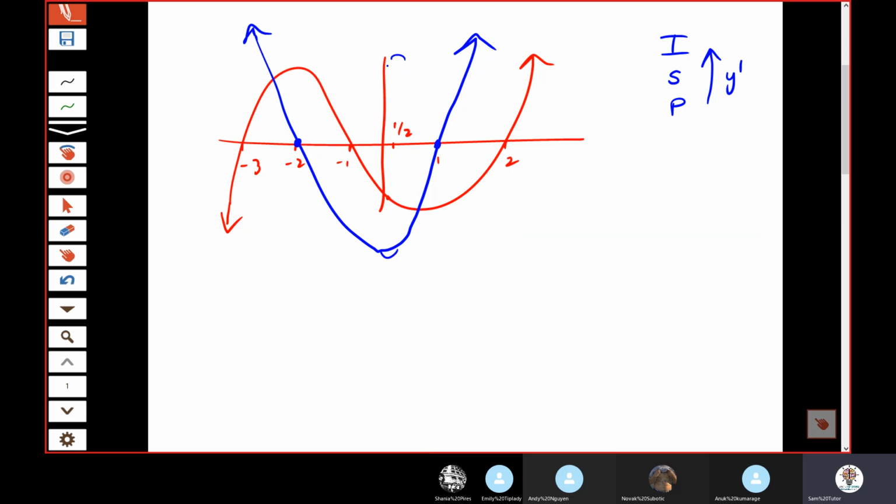Why? Because it was a cubic in the first place, right? It had 3 roots. 1, 2, 3. Now it's got 2 roots. It had 2 turning points. Now it's got 1 turning point. So everything's making sense.